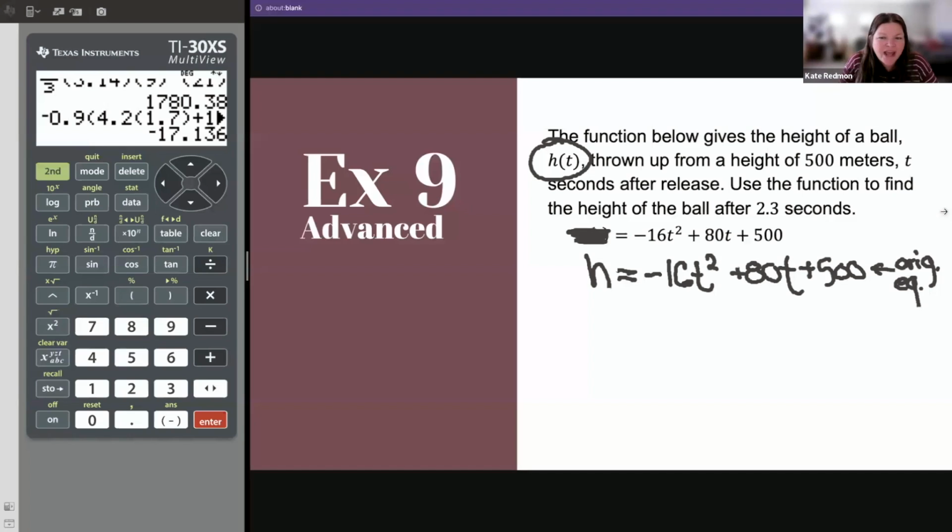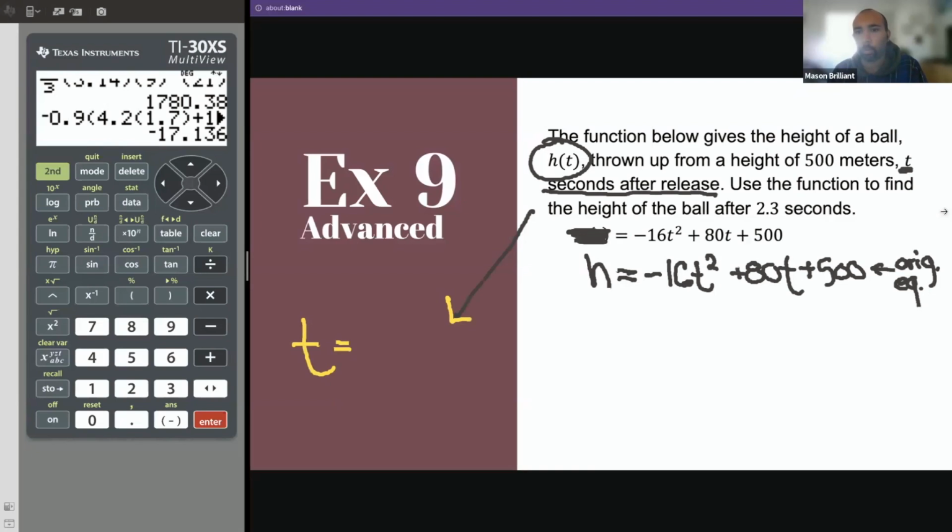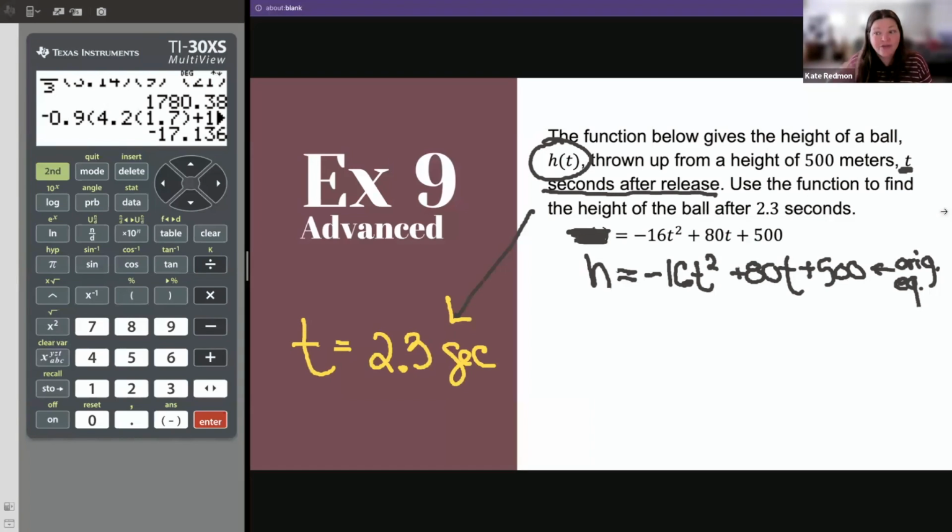So we already talked about what h of t means. It means height. But how about the other letter? How about the t? What does this word problem say that t is about? Seconds after release. Beautiful. They say that t is the seconds after release. Do I know how many seconds it's been? 2.3 seconds. Beautiful. It's been 2.3 seconds. So t is not a mystery. t is a known value. That means we can plug 2.3 in every time we see t.